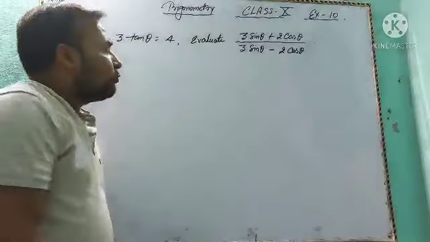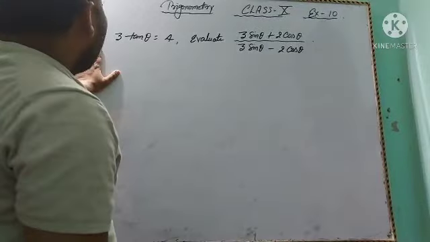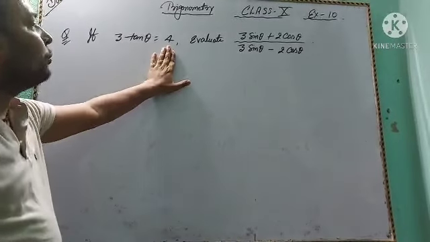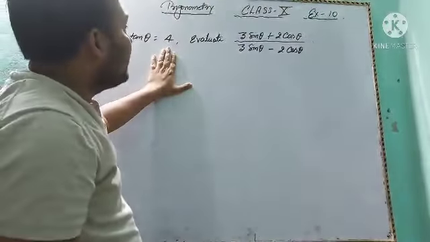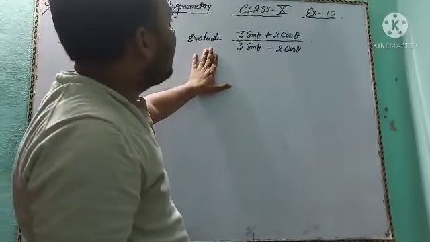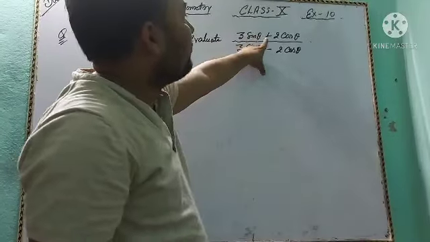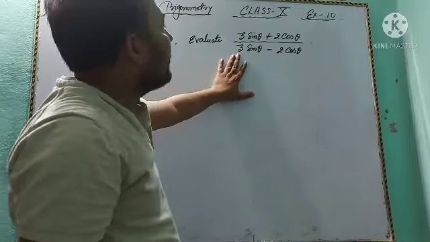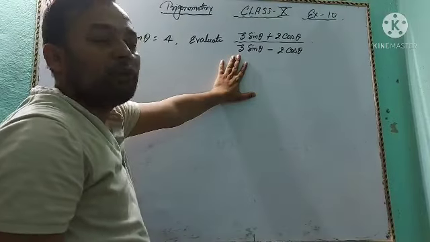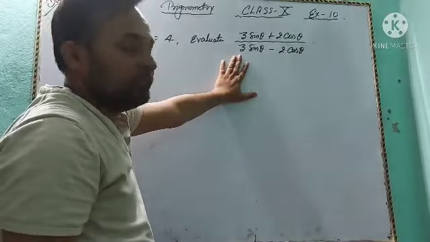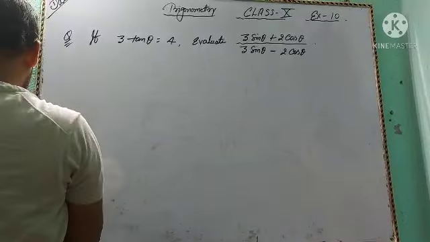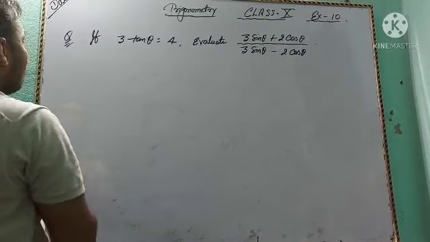Okay, friends, our next question is: if 3 tan theta is equal to 4, evaluate (3 sin theta plus 2 cos theta) divided by (3 sin theta minus 2 cos theta). Solution of this question.